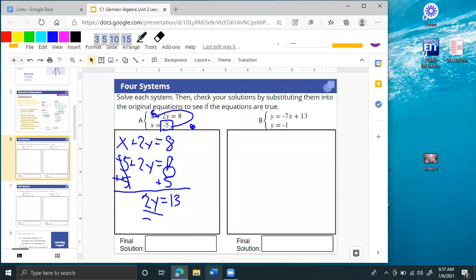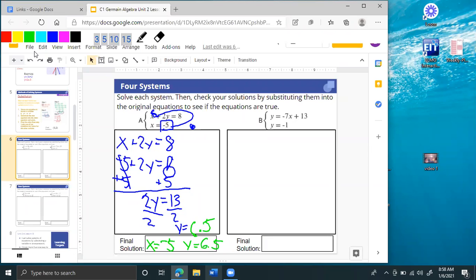Very good. So we're going to divide by 2, divide by 2. We're going to get Y is equal to how much? Very good. Y is equal to 6.5. So my final solution is going to be X is equal to -5, Y is equal to 6.5.